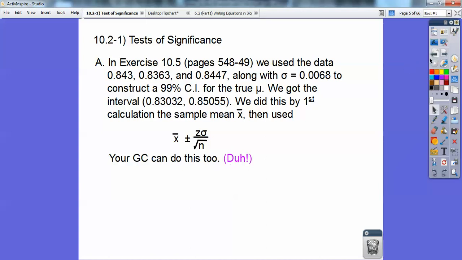So get your calculators out. Pause this if you're not ready. Go get it out and clear your list. And when you come back, let's go ahead.